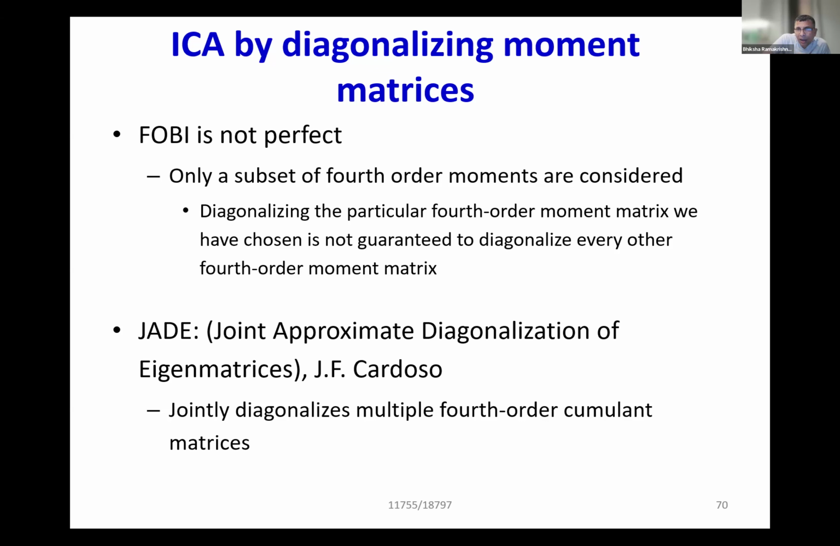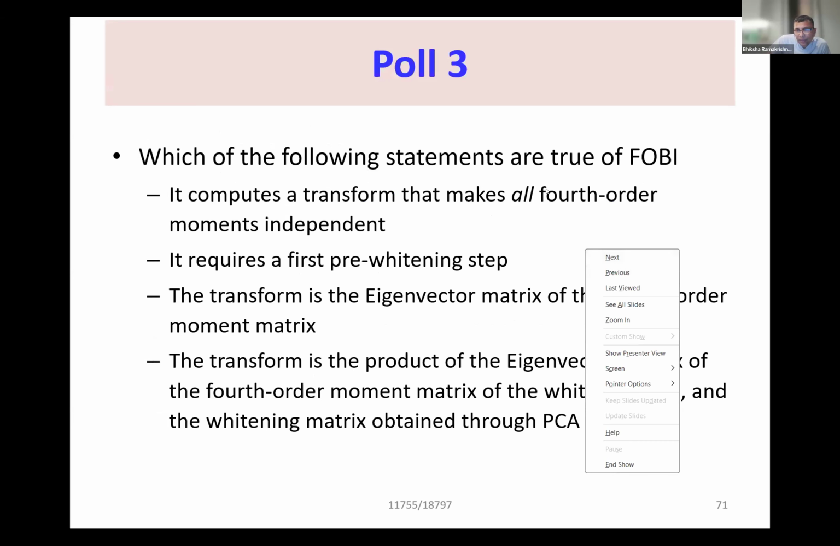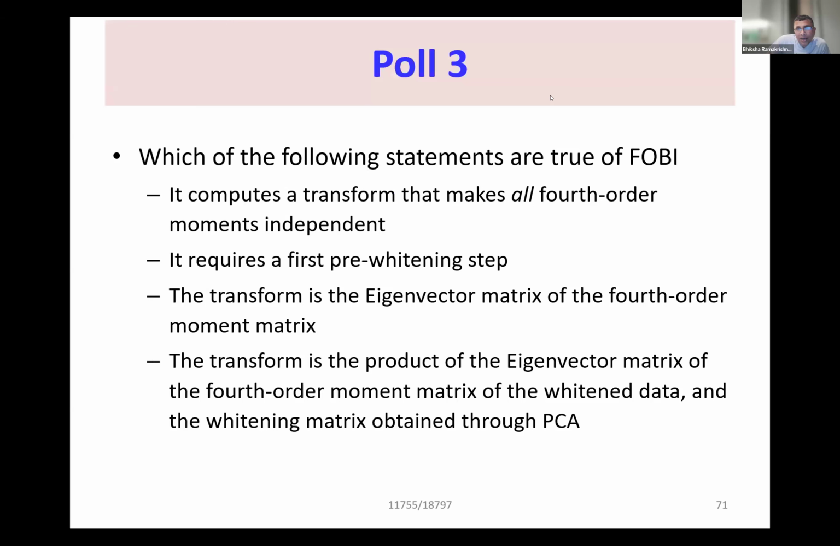Here, we just made the second and fourth order moment matrices diagonal. So decorrelation only made the second order moment matrix diagonal. Phobie and Jade make both the second and the fourth order moment matrices diagonal. That makes sense? Questions, guys? Did that make sense? Right. So it's kind of approximating independence. Now let's see if I can set up the third poll.